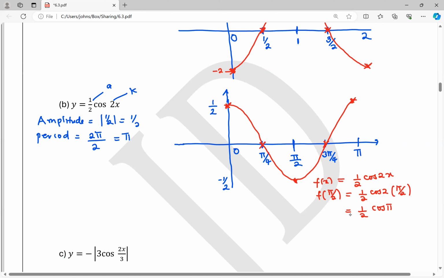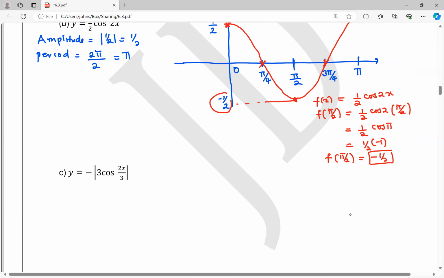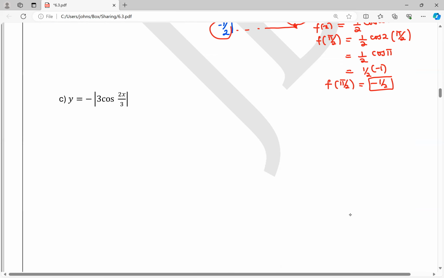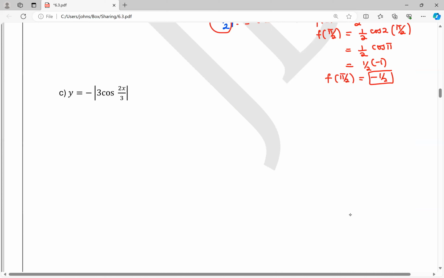But what is cosine of pi? We know it is minus 1. So you have 1 over 2. So you have f of pi over 2 is what? Is minus half. And this makes sense because at pi over 2, this is the value of y. So this is how to test points, which is very important, to check because there could be a mistake, right?